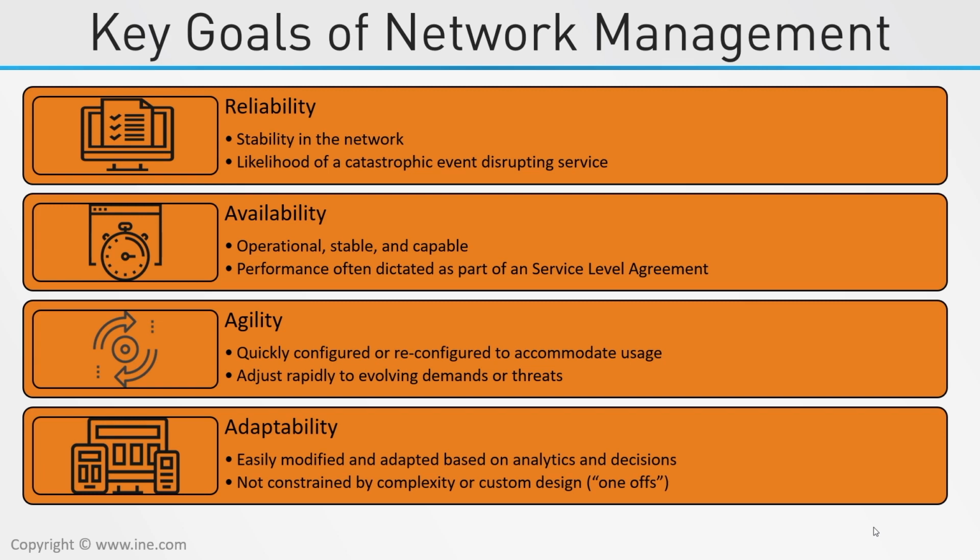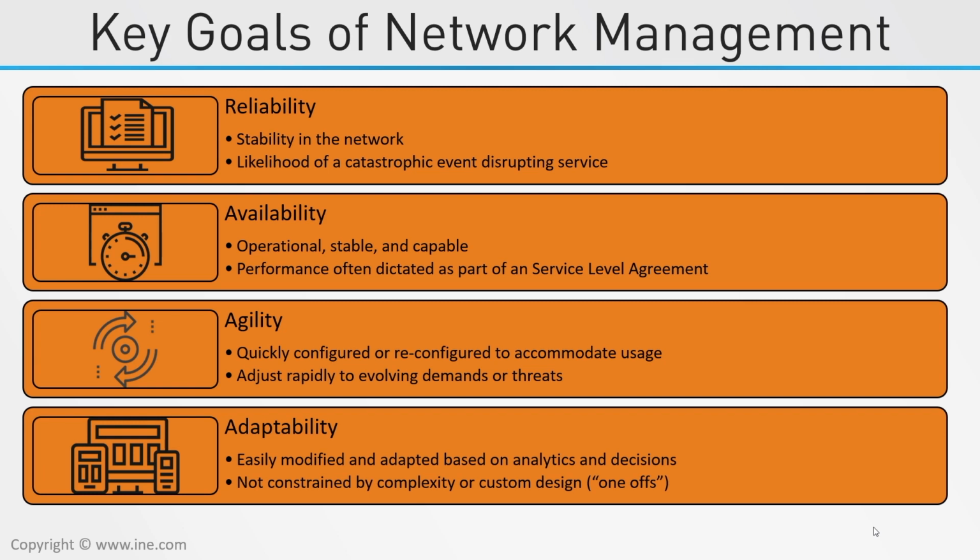Finally, network adaptability refers to the ability of a network to adapt to changes through analytics and decisions made within network management. What is key is that the network can adapt and not be constrained by complexity and exception to standards. While agility focuses more on speed, adaptability focuses more on applying intelligence and standardization to readily adapt as needs or situations occur.